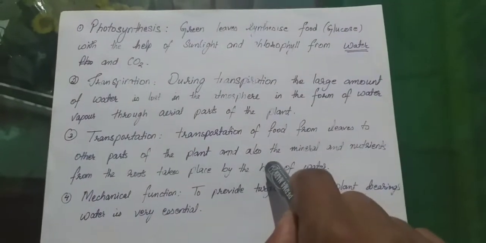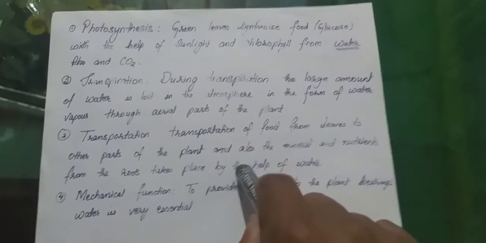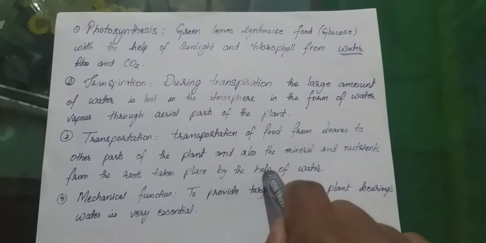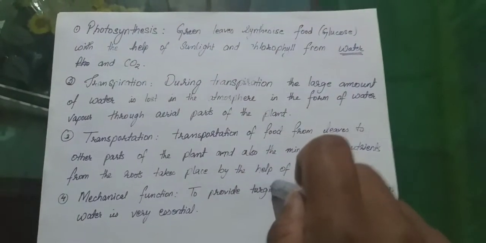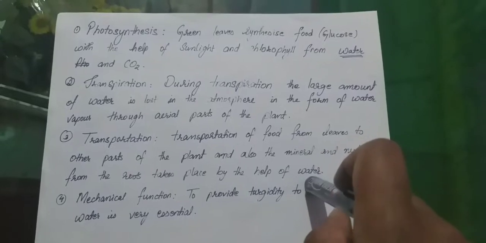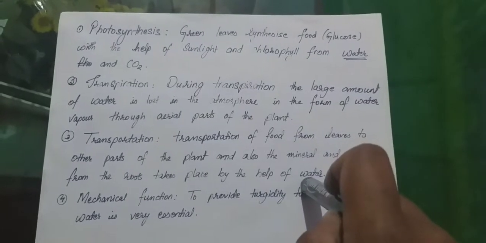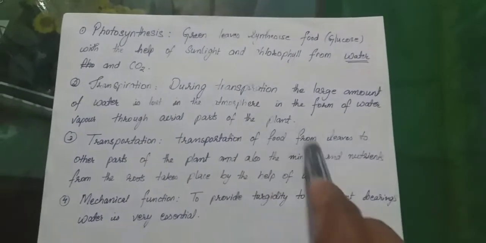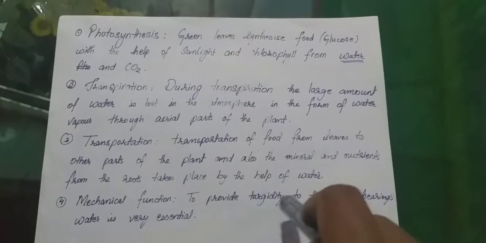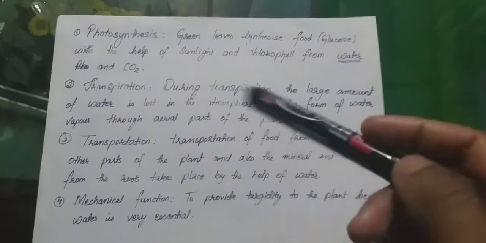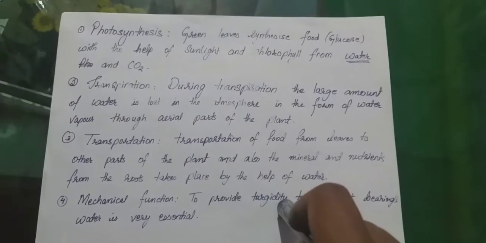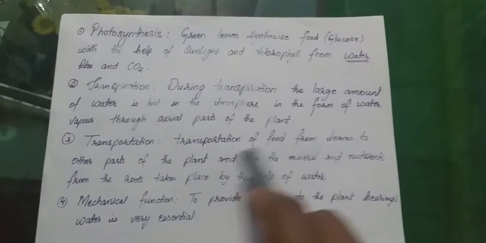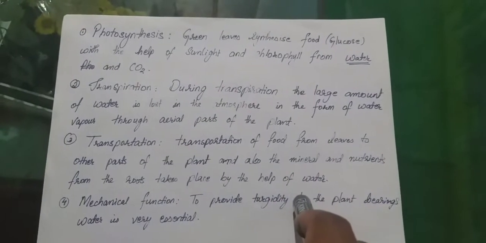So transportation is another process, and it is also related to water. Water plays an important role in the transportation of food from leaves to other parts of the plant, and also minerals and nutrients from root to different parts of the plant, especially in the leaves. So in transportation also, water is very essential.